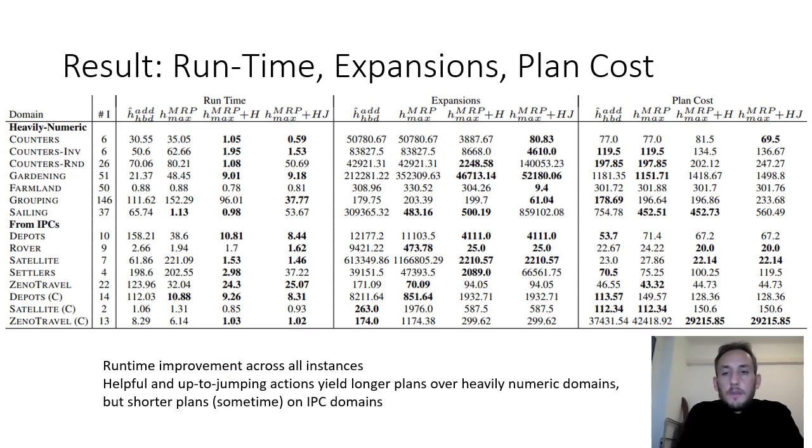Regarding the cost of the solution, we observed that there is an increase of the plan cost when we use helpful or up-to jumping actions, and this was somewhat expected, but this is limited in some problems, like in the sailing problem or in problems where there is a less pronounced numeric structure.